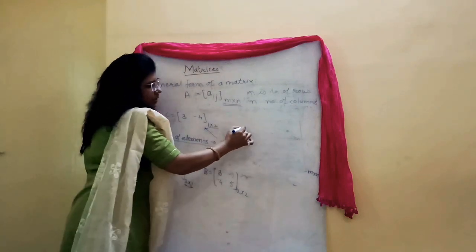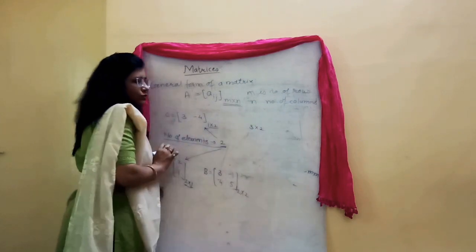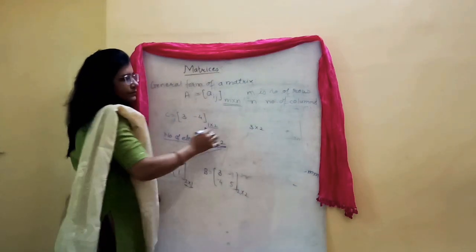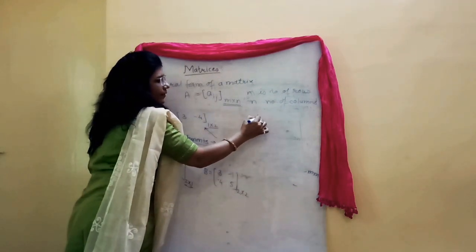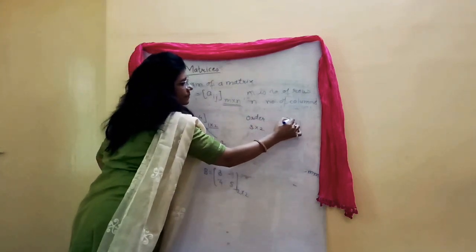Suppose a matrix has order 3 by 2. So how many elements will be there?